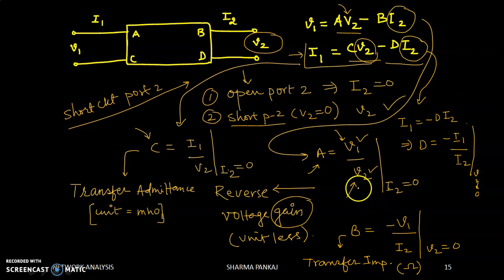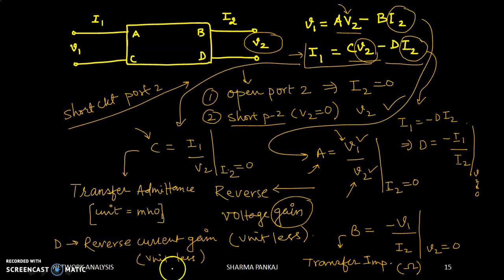That is, V1 with respect to V2, that is input with respect to output. This is also your input with respect to output. So D is called reverse current gain, and the unit is unitless. Why unitless? Because the numerator is current and the denominator is current, so ampere gets cancelled out. So this is unitless.